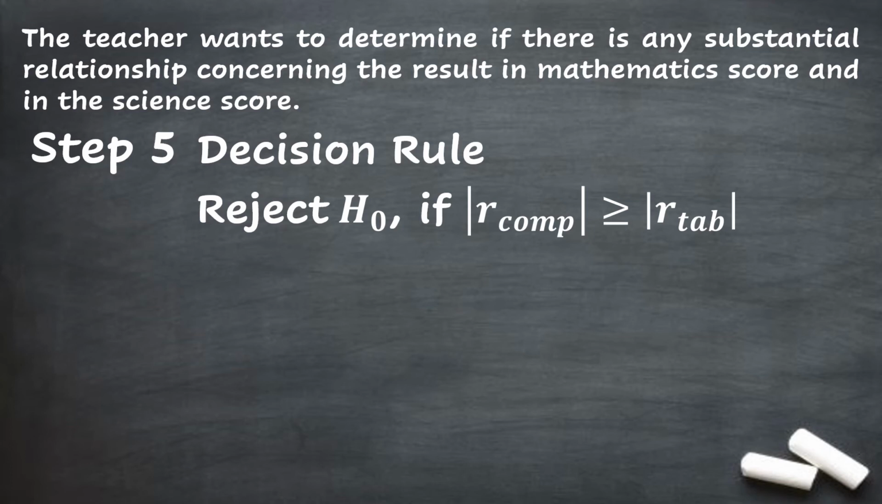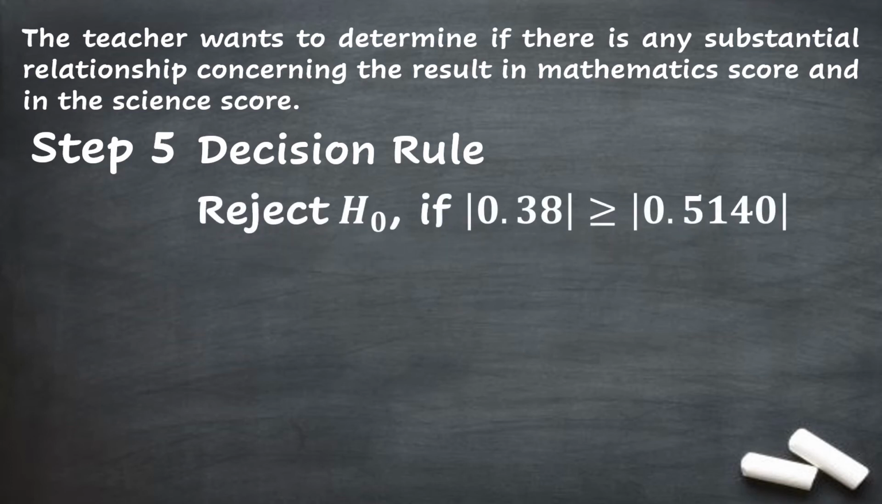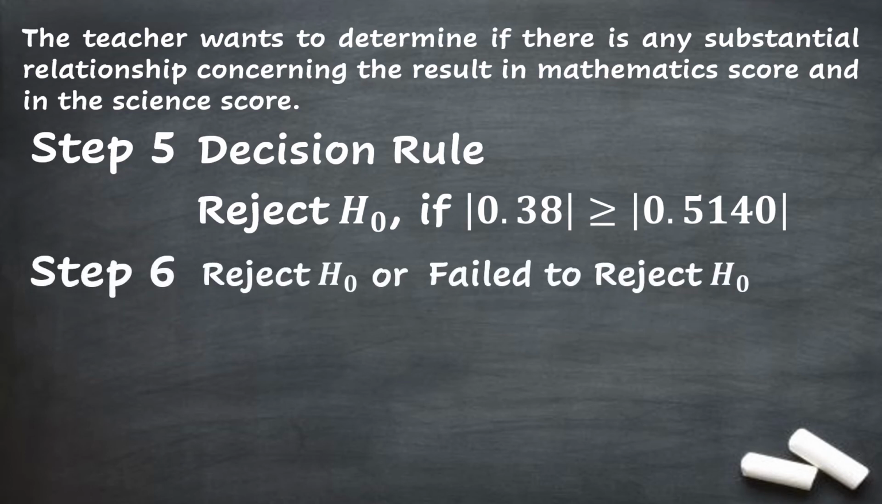Substituting the values for R computed and R tabular, the decision rule will be reject null if the absolute value of 0.38 is greater than or equal to the absolute value of 0.5140. Step 6, identify if we have to reject the null hypothesis or we fail to reject the null hypothesis.